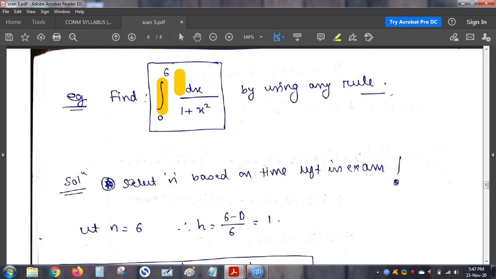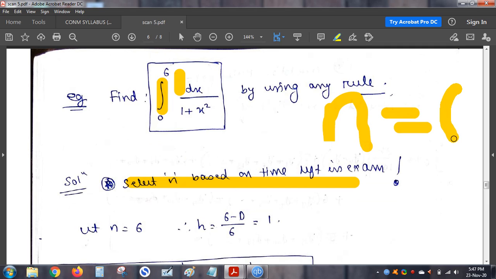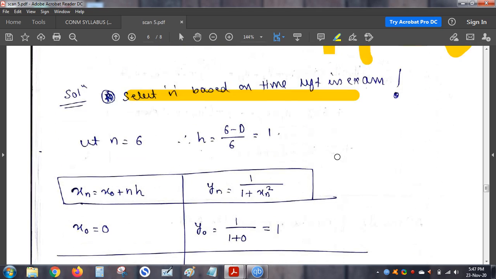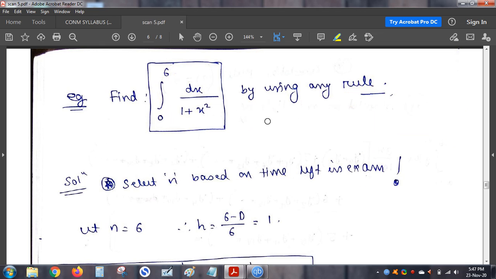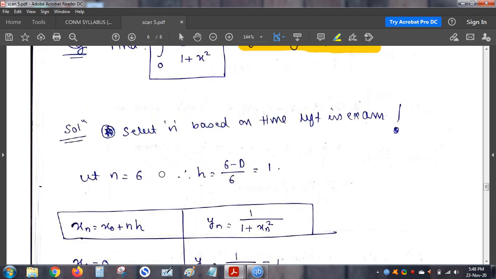depending on the time left, to select your n, because if you increase your n, the number of steps required will be more. So if your n is more, the number of steps required is more. Accuracy is also more. If n is less, then the accuracy is less, but the result will be quicker. So in this particular example, since I have not given you any method, you can use any method. So I am selecting n equals 6.